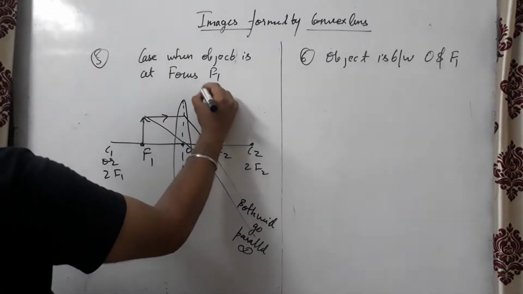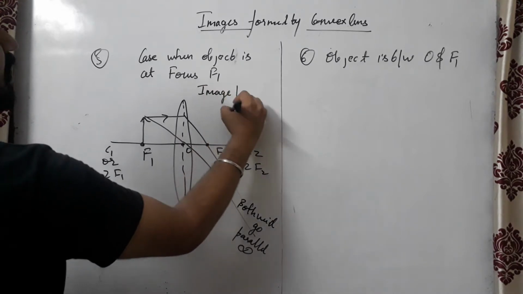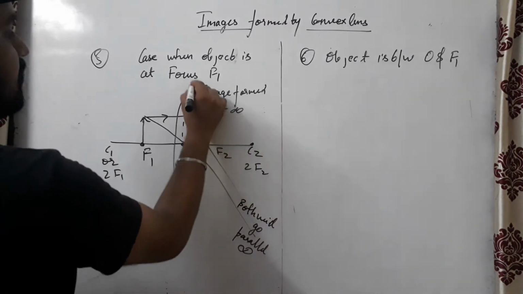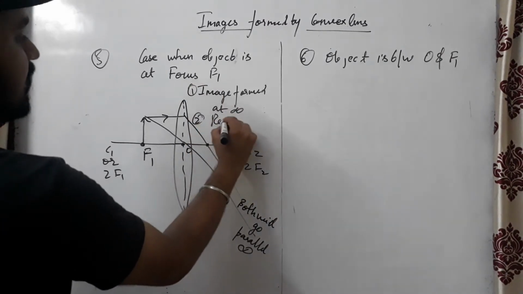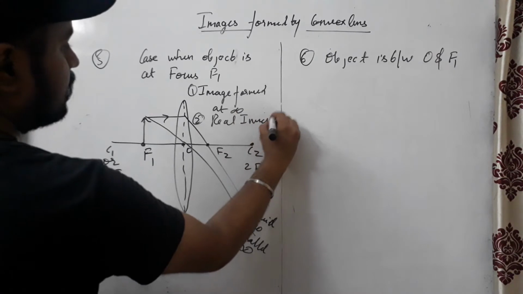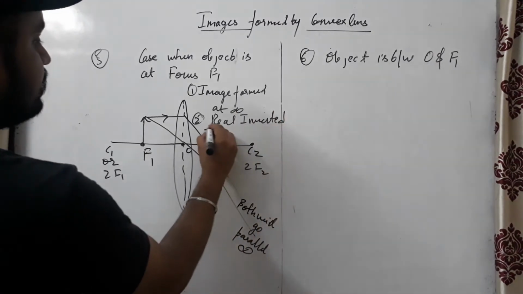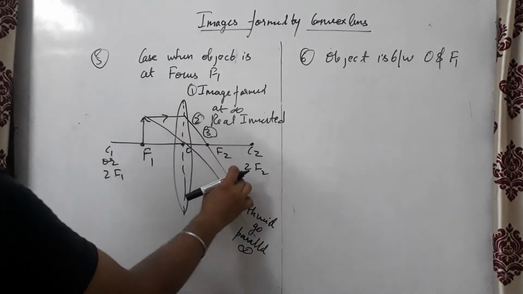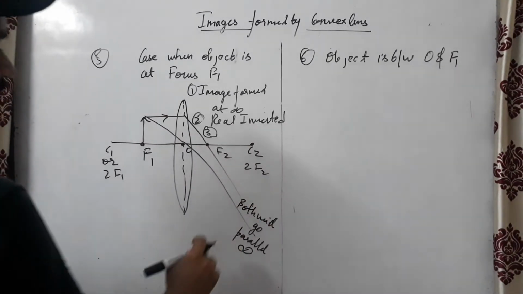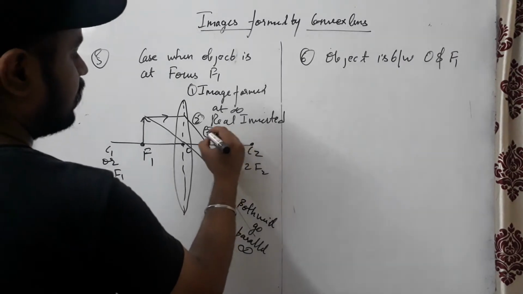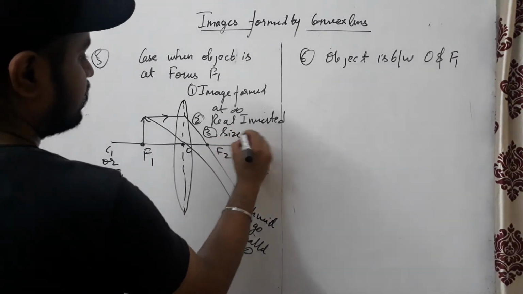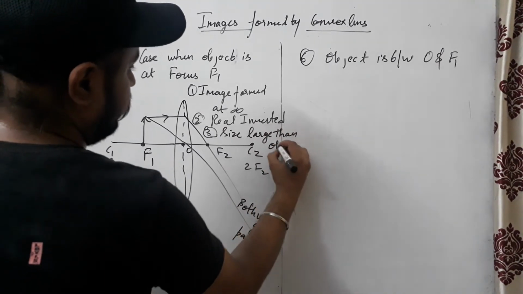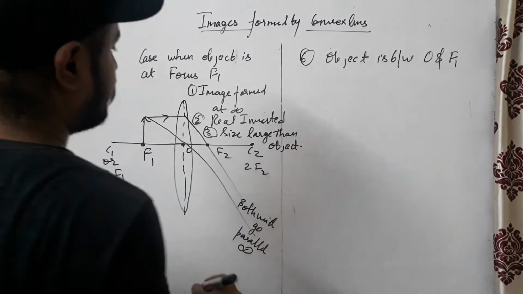So the image characteristics are: number one, the image is formed at infinity. Second, it is real and inverted. And third, if the object is over here and the image is formed at infinity, the size will be quite large. The size will be larger than the object.